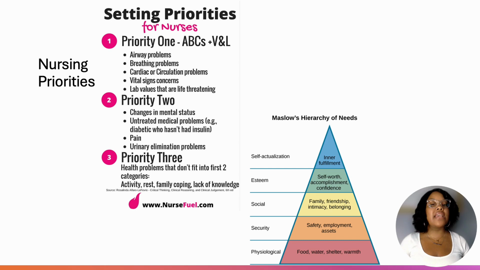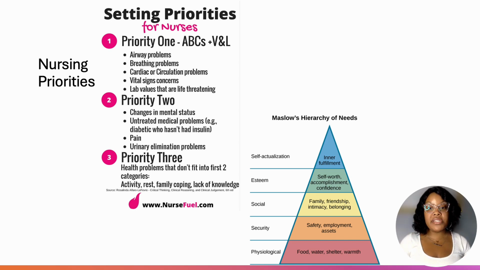So if the patient has any airway problem, if the patient is having any breathing problem, we are for sure going to go to them first. And then circulation. If that patient is having any circulation problems or any cardiac problems, then you want to go see that patient. If that patient is having sudden vital sign changes, super high vital signs, super low vital sign changes, then you want to go see that patient as well.